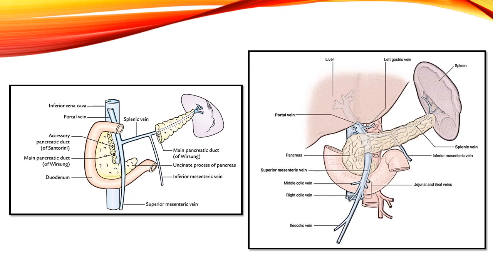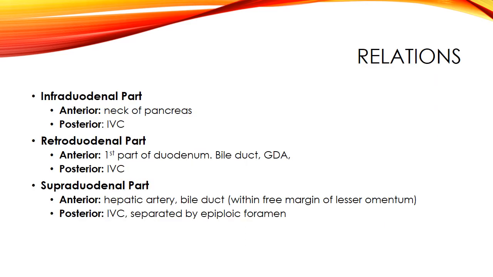Again, we have the similar diagram showing how the portal vein is formed and its parts. And over here you can see the course of the portal vein as well as its distribution into the liver. So the relations of the portal vein, the part which is below the duodenum, it has the neck of the pancreas present anteriorly. Why? Because we said this is the part, the infraduodenal part lying behind the neck of the pancreas. So the neck of the pancreas will be the anterior relation, whereas the inferior vena cava will be the posterior relation.